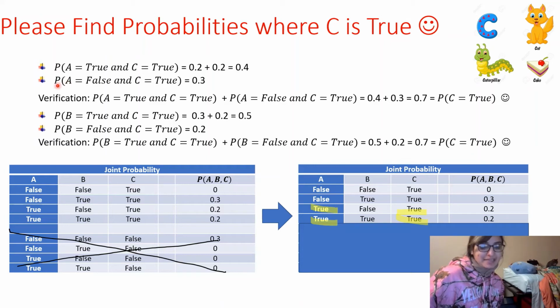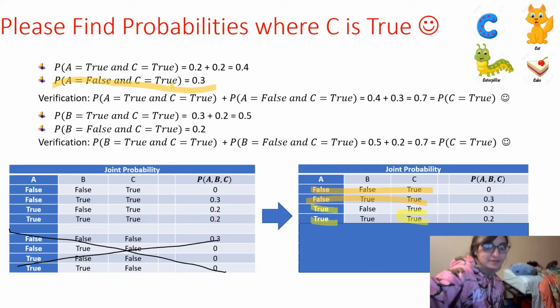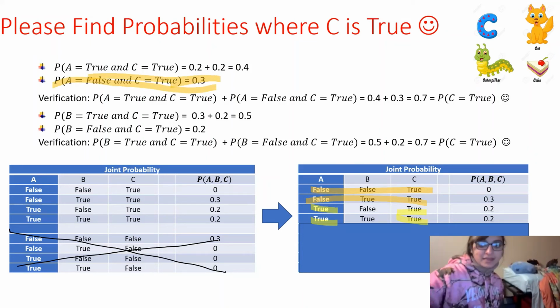And then here, if we are looking at A being false and C being true, instead we're focusing on these rows here, the top part. And then we're going to have 0 plus 0.3, which is just 0.3 here. So again, it doesn't matter if B is false or true here.